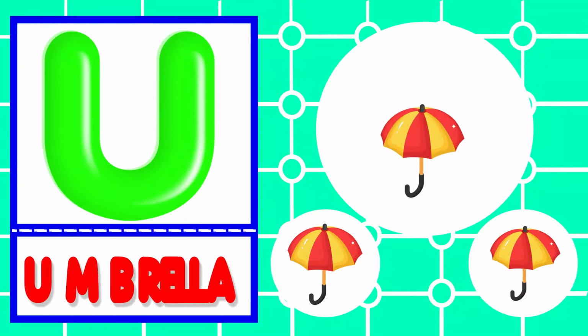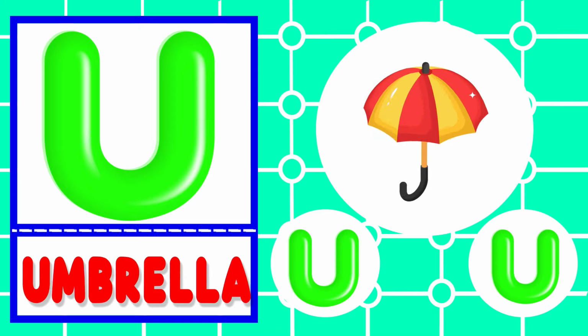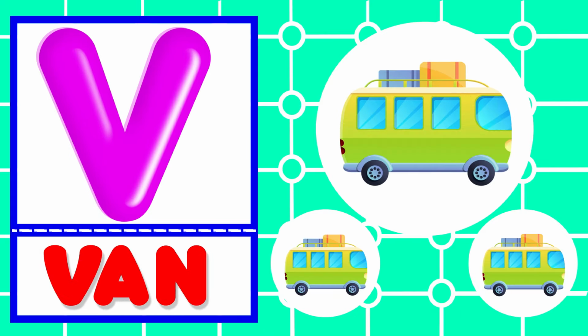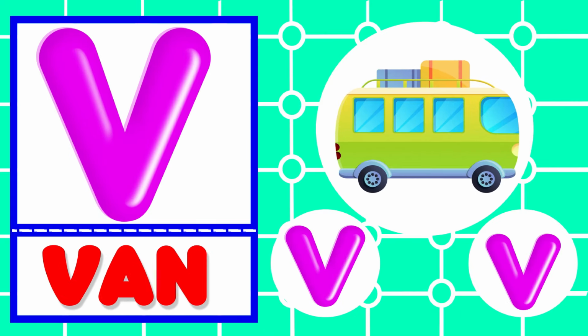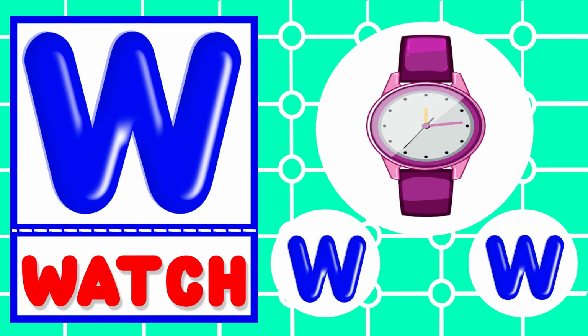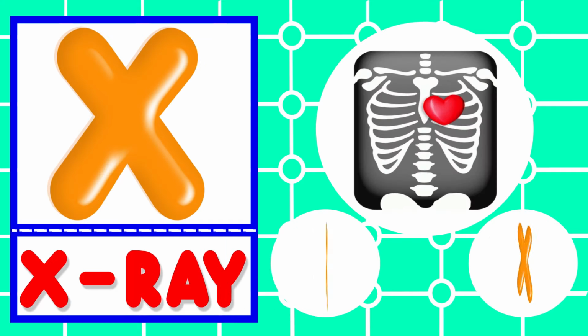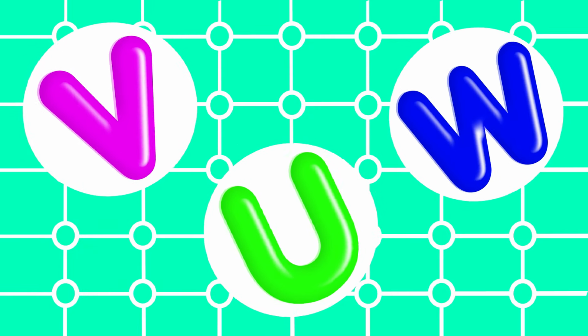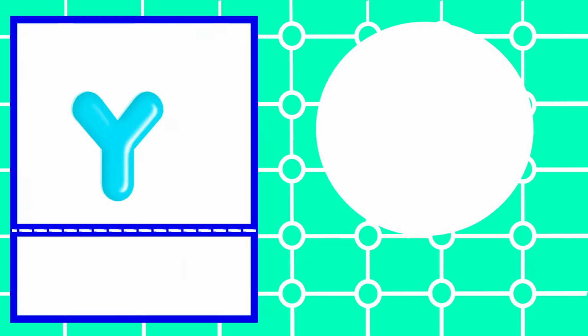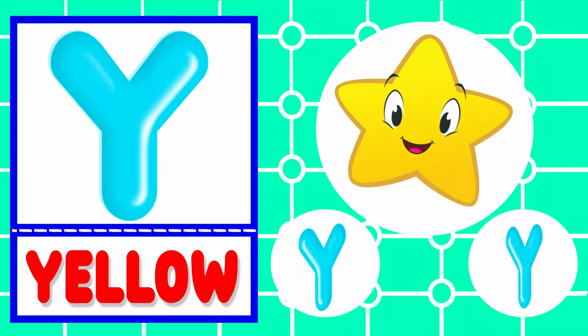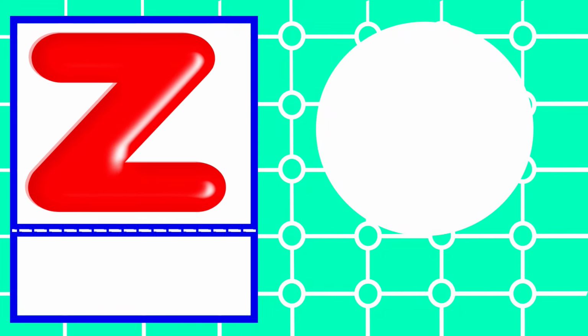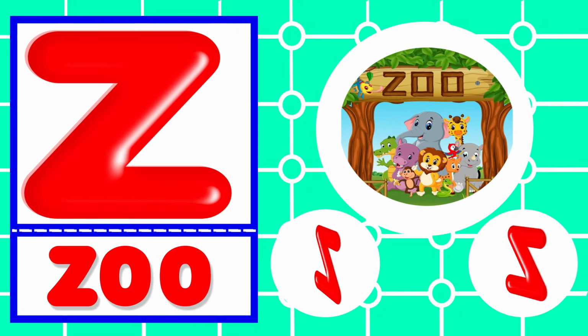U is for umbrella, u, u, umbrella. V is for van, v, v, van. W is for watch, w, w, watch. X is for x-ray, x, x, x-ray. Y is for yellow, y, y, yellow. Z is for zoo, z, z, zoo.